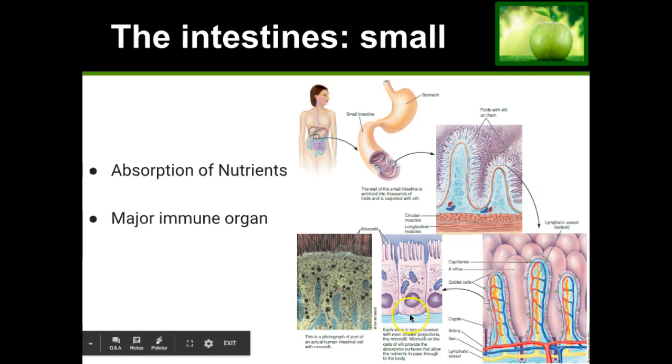This is what the surface of one single cell looks like. These tiny little projections, these microvilli, and then these cells are arranged here into larger villi. And as a result, you have a huge surface area through which to absorb nutrients. The small intestine is also a major immune organ. That's to protect you from bacteria or fungi or other invading organisms that you're eating with your food.